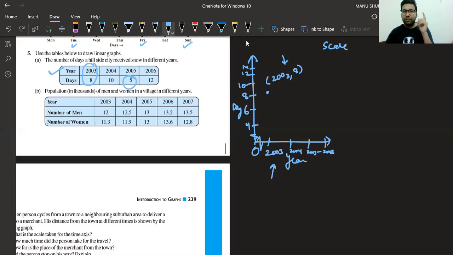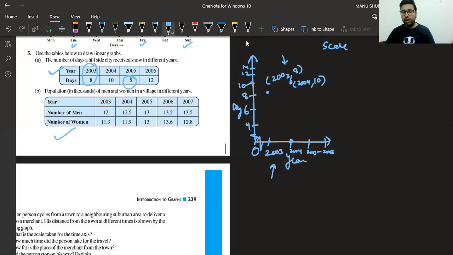Okay. The second value is 2004 and 10. 2004 is here, 10 is here. The answer is somewhere here. 2004, comma 10. I have told you we always write the x coordinate first and then the y coordinate. Please don't get confused in that. That is a convention used all over the world in graphs. Okay. Now, same is here also.